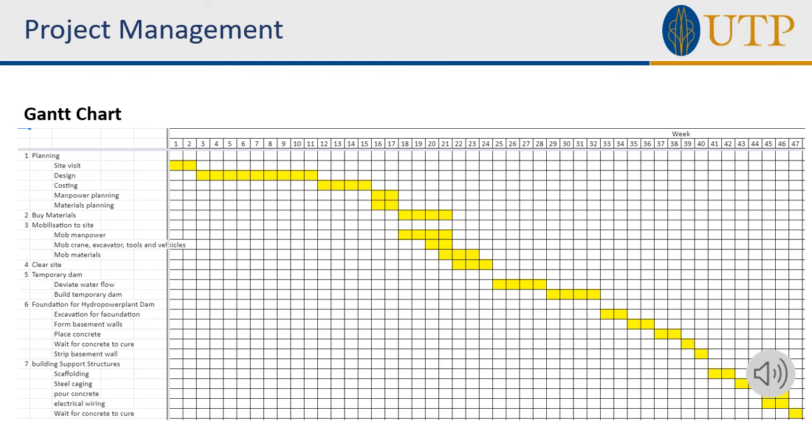So now we'll be going to the Gantt chart. This is the Gantt chart. So the first stage is planning, which first is the site visit, and then the design of the plan based on the site that we visited, and also calculation of the costing, planning of the manpower and also materials planning. And then the second one is the buying or procurement of the materials.